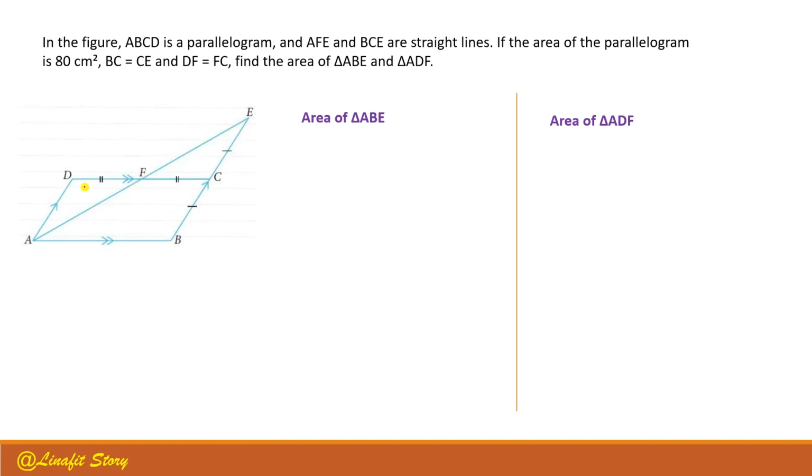So first, we will find the area of the parallelogram ABCD. To get the area is base times height. The area is 80. The base is BC times the height.